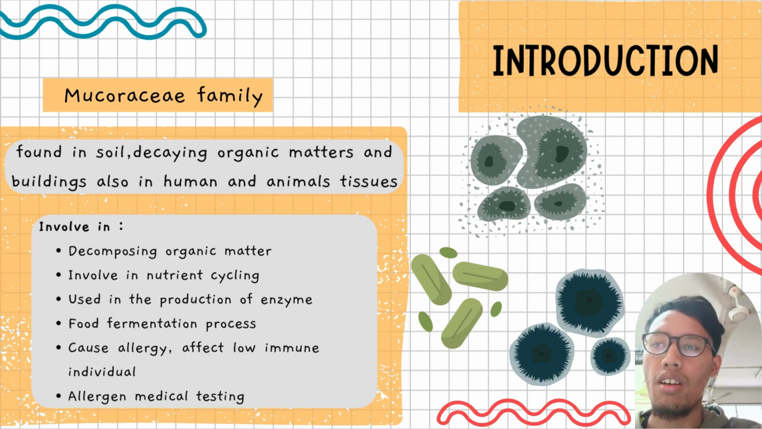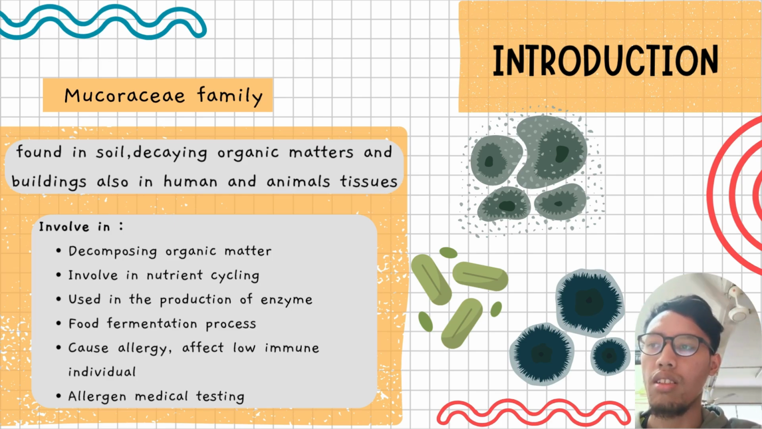The significance of Mucor racemosus in the environment is that it helps to decompose organic matter and is involved in nutrient cycling. Mucor racemosus is also utilized in the food fermentation process and used in the production of various enzymes.